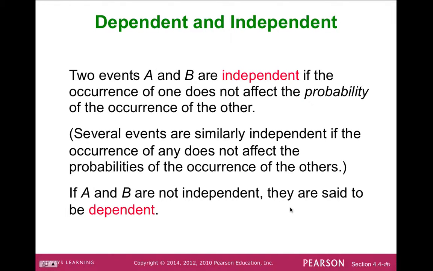This kind of restates what I just said, so we'll work through this pretty quickly. Two events, A and B, are independent if the occurrence of one does not affect the probability of the other. Several events are similarly independent if the occurrence of any does not affect the probabilities of the occurrence of any of the others. If events A and B are not independent, they're said to be dependent. Again, that's really just what we were talking about on the previous slide.